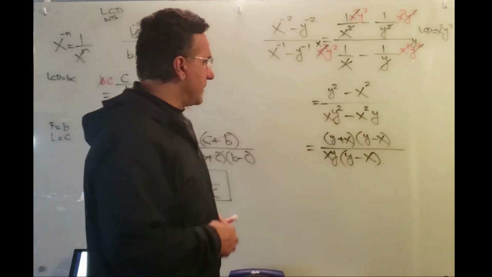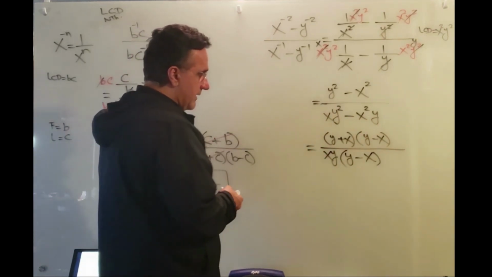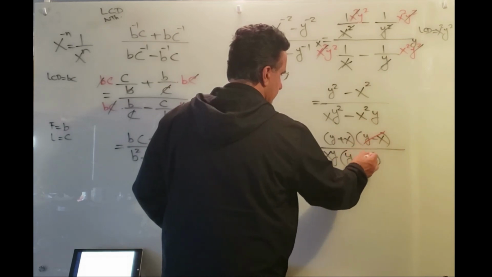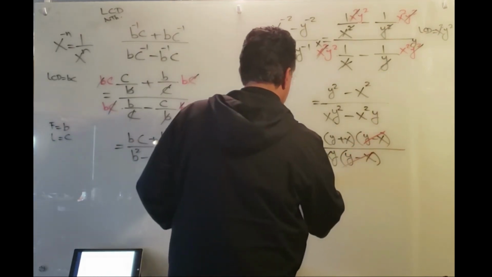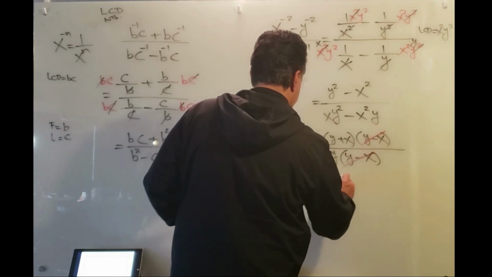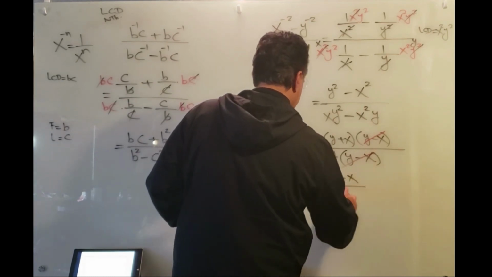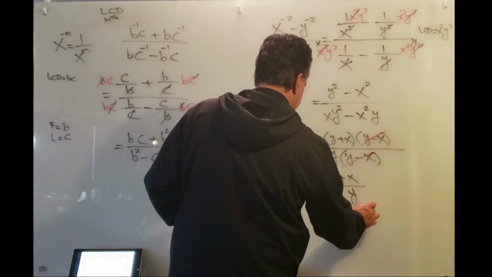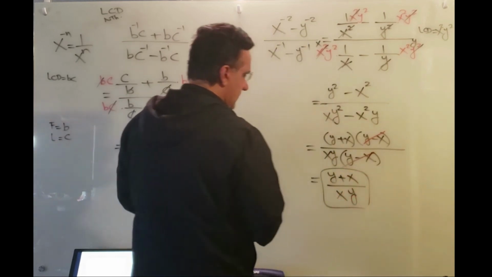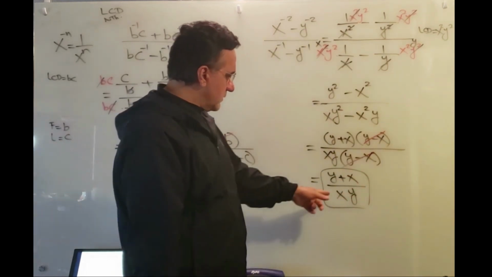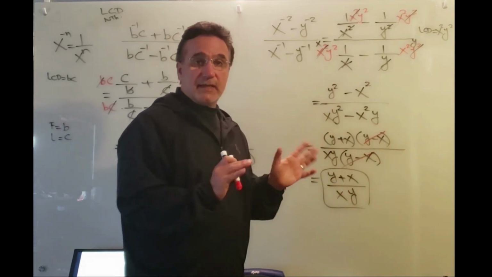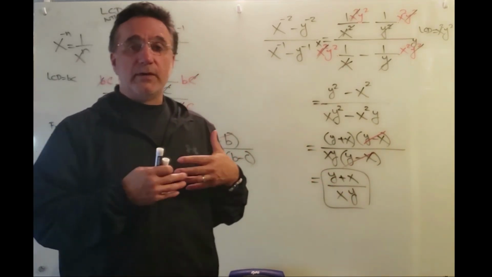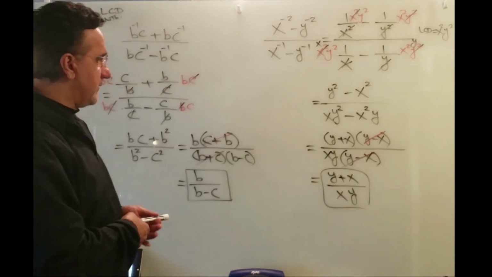Which is xy. So now we go ahead and we cross cancel what we can, and we end up with y plus x over xy. And of course, fight any temptation to cross cancel this or this, because these are two terms and we can't cancel when there are anything other than factors available.